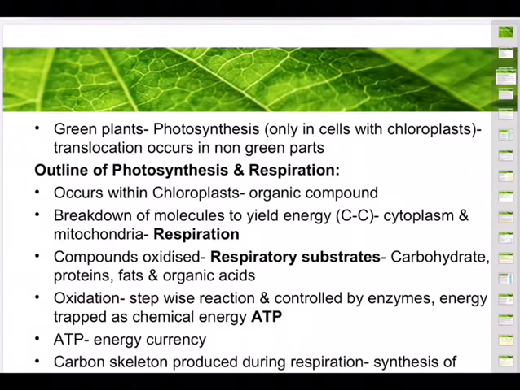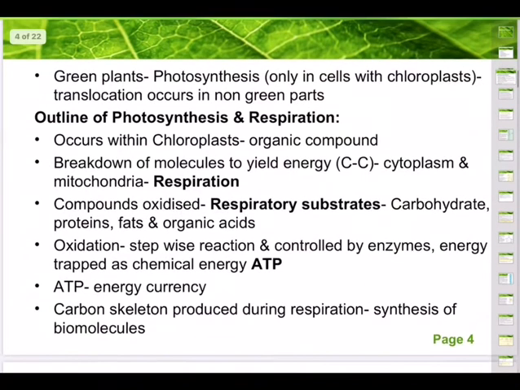Now, green plants on the other hand undergo photosynthesis as we discussed in our previous session, and it happens in chloroplast. We talked about grana, stroma, remember? And translocation occurs in non-green parts. What is the connection between photosynthesis and respiration? Photosynthesis occurs within chloroplast. Respiration is an organic compound breakdown of molecules to yield energy, so it takes place in cytoplasm as well as mitochondria.